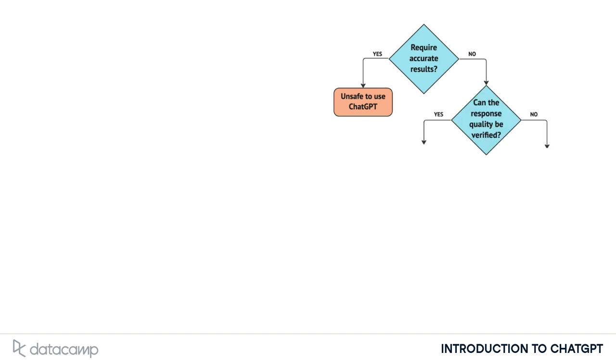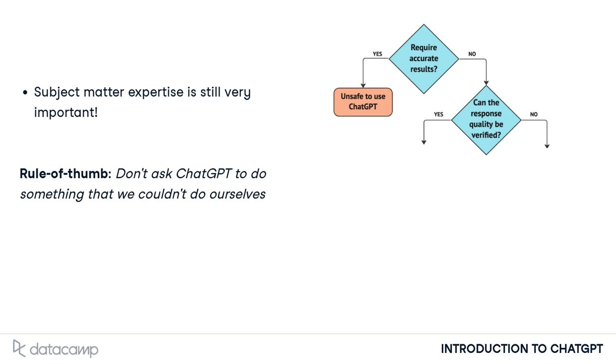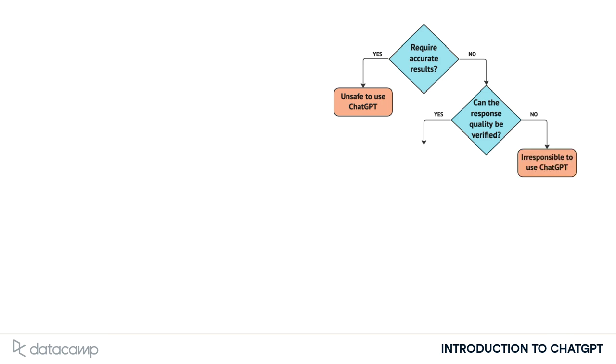Next, we should evaluate whether someone is able to verify the quality of the response. This is where subject matter expertise still plays a huge part in the workflow. A good rule of thumb is to not ask ChatGPT to do something that we couldn't do ourselves given enough time. If we can't verify the correctness or quality of the result, it would be irresponsible to begin using it to drive decisions or servicing it to customers.